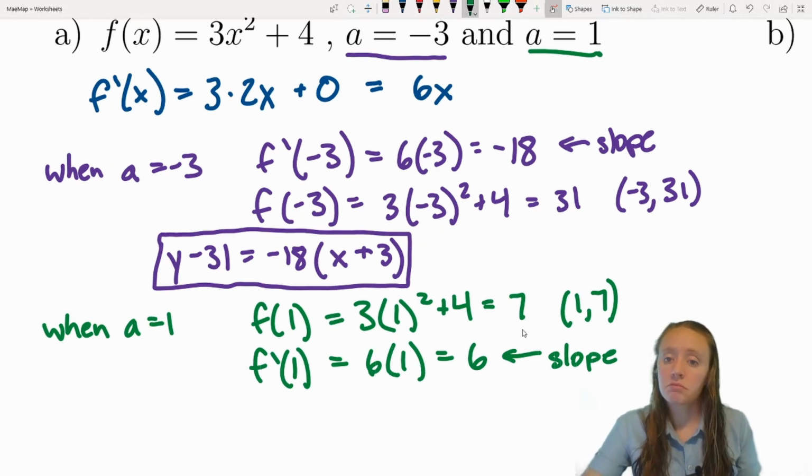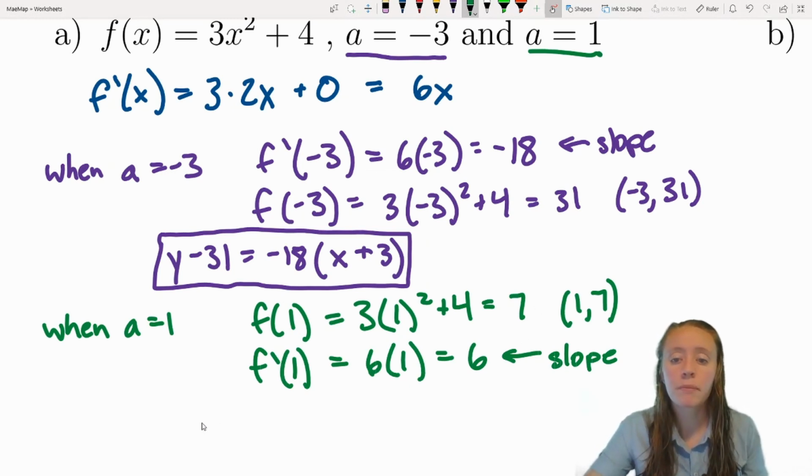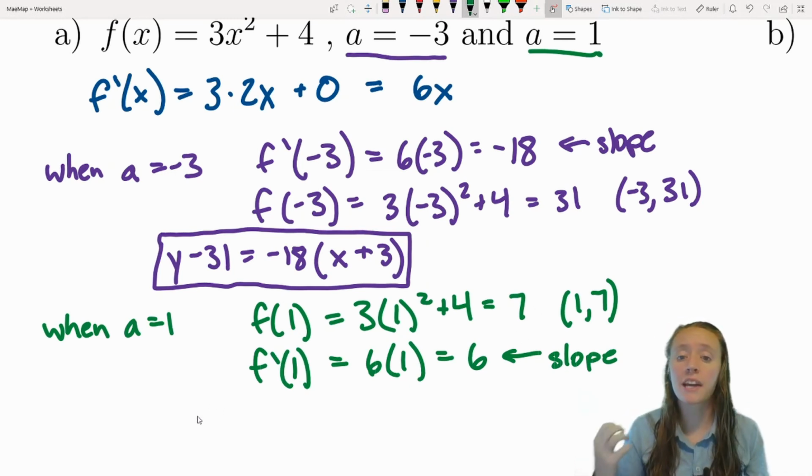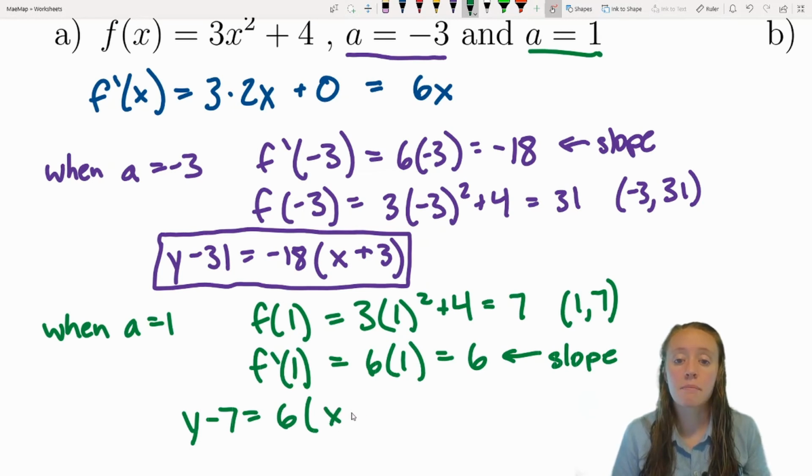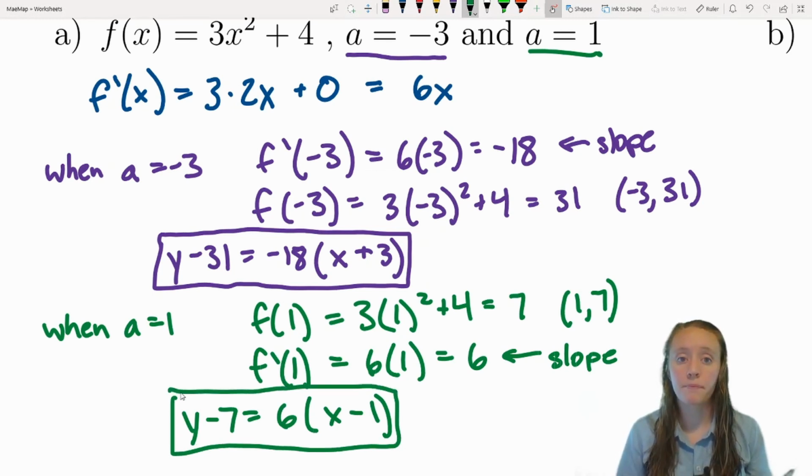And then I have a point. Let's just write this in point slope form. No need to write it necessarily as y equals mx plus b. That's just the algebra part. So if you want to write it like that, I'll let you do that on your own. But now we have y minus 7 equals our slope m of 6 times x minus 1. And that's our equation of the tangent line when x equals 1. Our a value is 1.